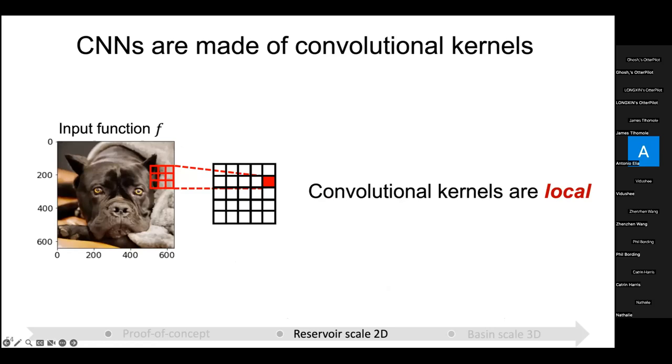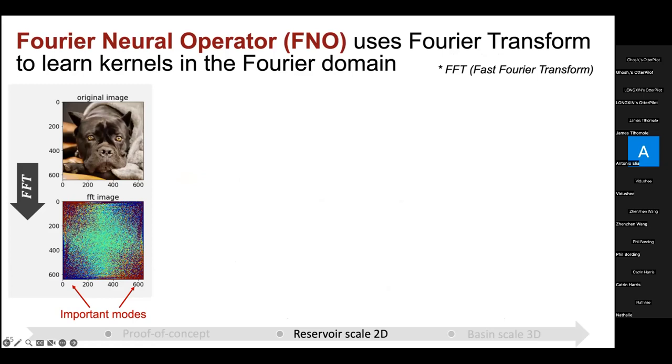So because we use this operation, our convolutional kernels are local because each time the kernel only looks at this small portion in our input function F. Different from the convolutional neural network, the Fourier neural operator uses the Fourier transform to learn kernels in the Fourier domain. And let's see what I mean by that. So we will start from our original image, the input function, and we first do a fast Fourier transform on our input function. And after we do the FFT, we will get this 2D image at the bottom that doesn't really look like anything to us with the human eye.